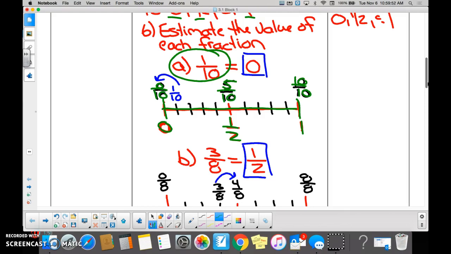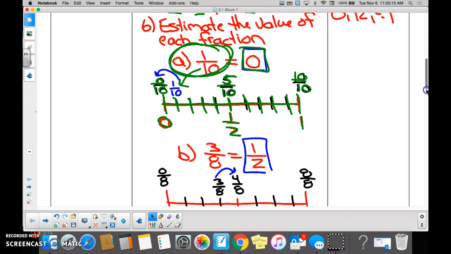From there, you added your marks. 1/10, 2/10, 3/10, 4/10. We already have 5 tenths. 6 tenths, 7 tenths, 8 tenths, 9 tenths. You took your problem 1/10 and you graphed it right there. And 1/10 is closest to what number? 0, 1/2, or 1? 0. So that's where we came up with the answer 0 that you boxed.